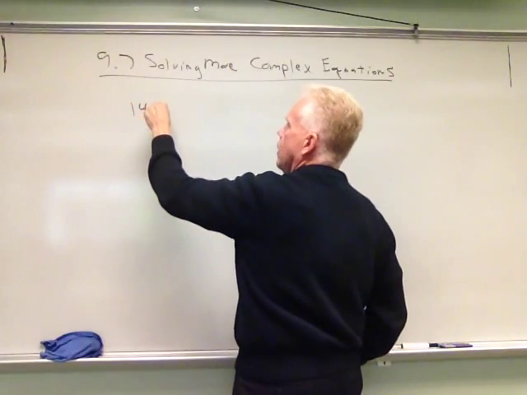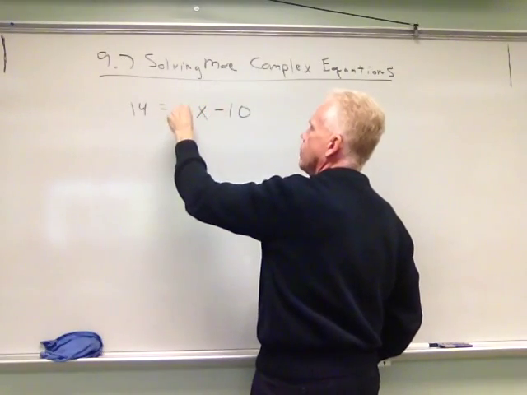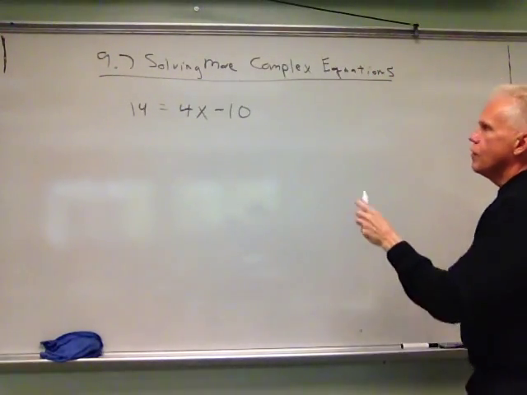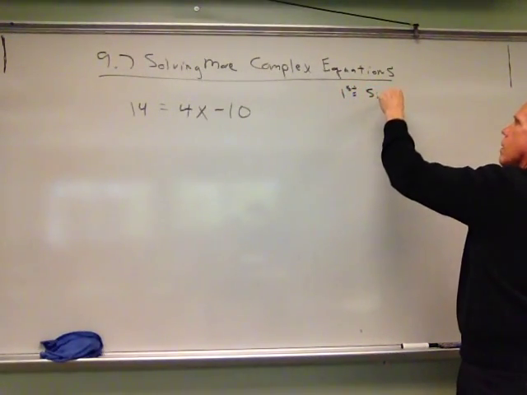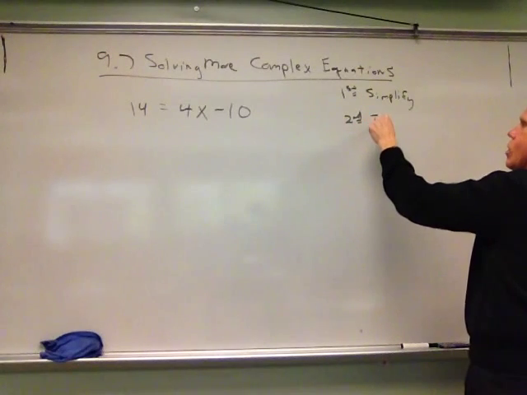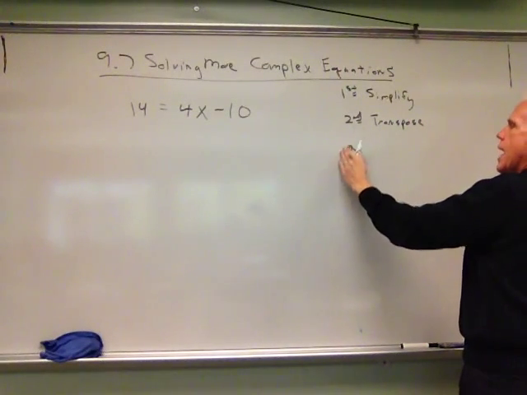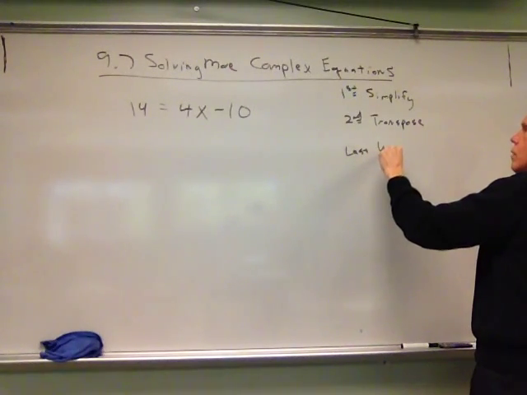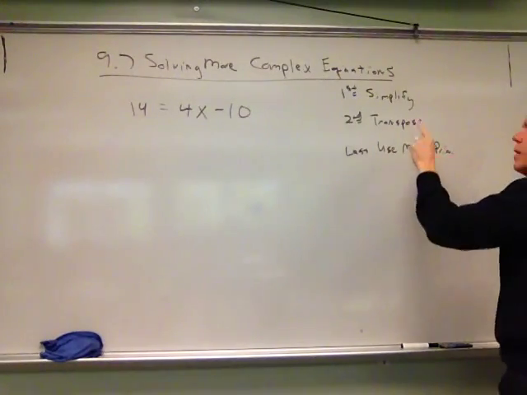We'll have 14 equals 4x minus 10. Okay, so now just remembering that our 3-step plan was first simplify. I'm going to do it very abbreviated here. Second, transpose. Third, or last, use the multiplication principle. Okay, these are my 3 steps.